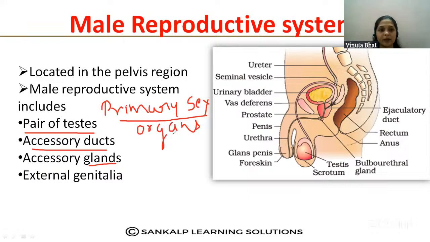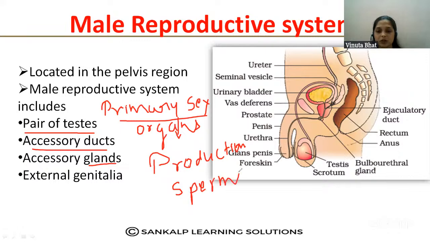Yes. Primary sex organs means where the production of the sperms takes place. You can write production and development of the sperm takes place, that is called a primary sex organ. The remaining organs like accessory ducts and glands are not producing the sperms. Actual sperms are produced at the testes, so it is called a primary sex organ.